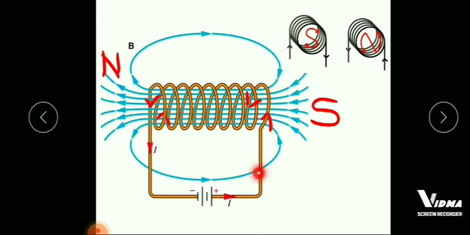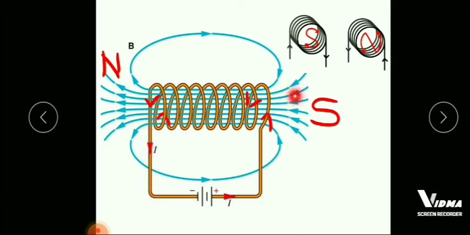This solenoid is connected to a battery. This is the positive end and this is the negative end. We know that current flows from the positive end. So current moves along this direction, then along this direction, and finally it comes along this face to the negative end.